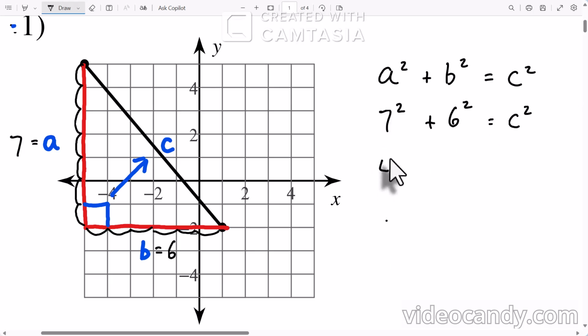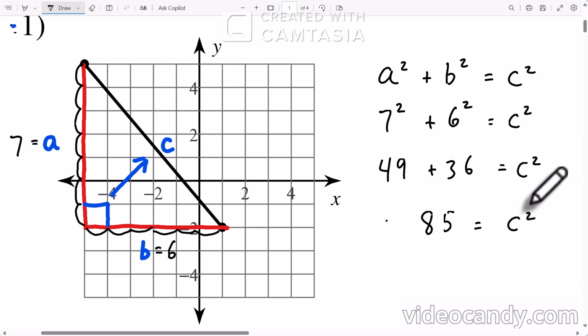7 times 7 is 49. 6 times 6 is 36. And that equals c squared. 36 plus 49 is going to be 85. And that equals c squared. And the opposite of squaring something, the way to undo something squared, is to take the square root. All right, you want to do square root on both sides. Square root of c squared is just c. Square root of 85 we're going to do on the calculator.